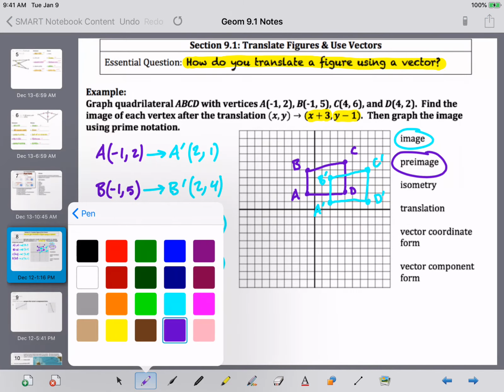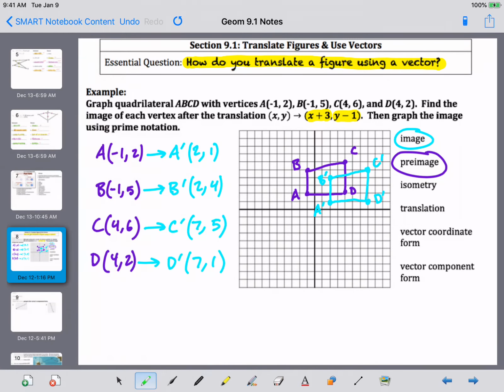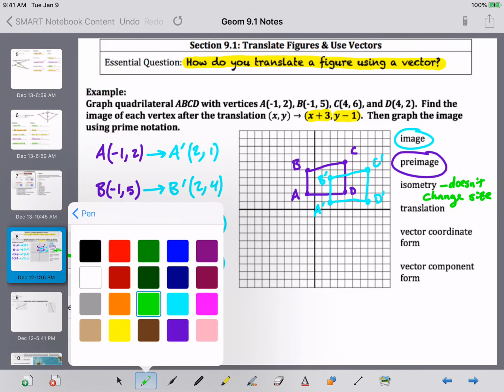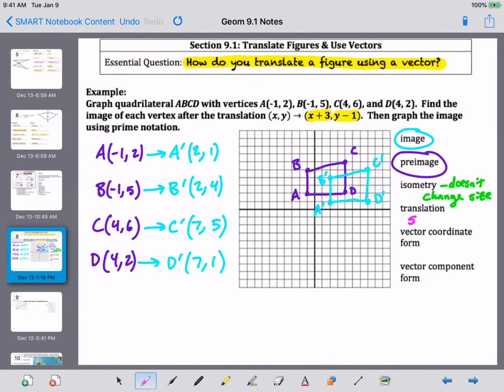And this word here, isometry, means the figure doesn't change its size. So it stays the same size. Okay, another word for a translation, that's what we just did here, is a slide. So the figure slid 3 to the right and then down 1. So we'd call that a slide.